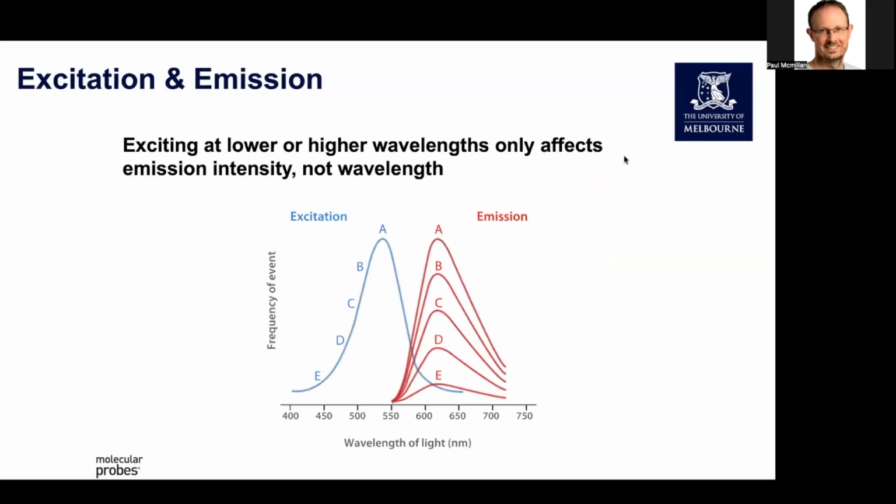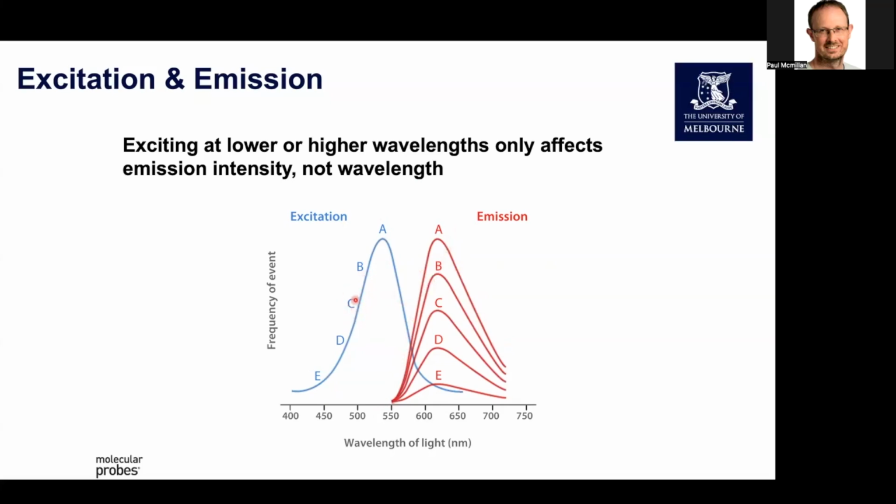One key thing when we're starting to set up our experiments is that we want to make sure that we're exciting our sample as efficiently as possible, right? So what this figure here shows you is that if we excite our molecule with photons at the wavelength A, which is about 540 nanometers or something, we're going to get the most number of photons released from that molecule.